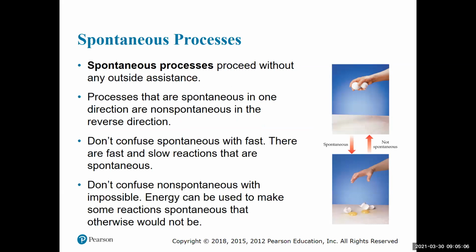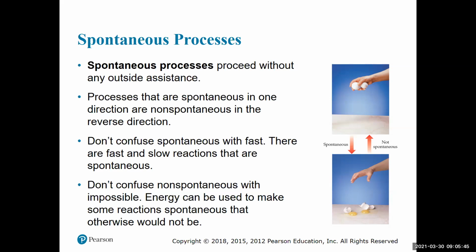So we talk about processes that are spontaneous and ones that are not spontaneous. When we say something is a spontaneous process, what we say is that it occurs without any outside assistance. An example here on the right-hand side of this slide is someone holding up 2 eggs, and they let them go and they fall to the table and they break. No one had to do anything other than let go of the eggs. So that's a spontaneous process.